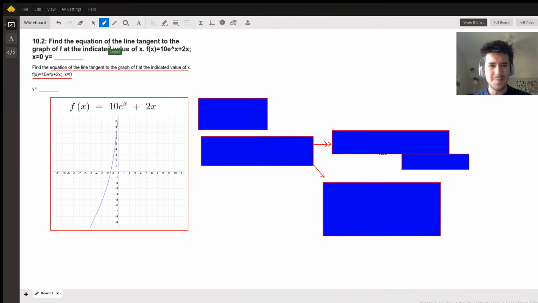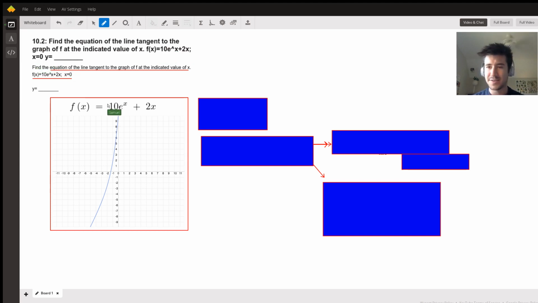Wyzant. This problem is asking us to find the equation of the line tangent to the graph of f at the indicated value of x. We get our f of x equals 10e to the x plus 2x, and we need to find the graph of the line tangent when x is 0.